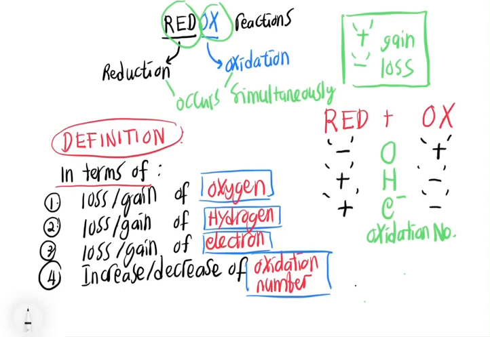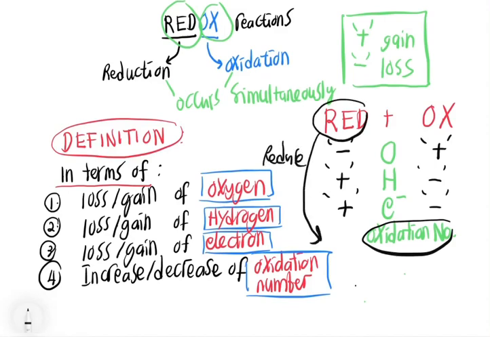Now, in terms of oxidation number, from the word reduction, reduce, so the oxidation number will decrease. So if reduction is a decrease in oxidation number, oxidation will be the exact opposite, which is an increase in oxidation number. Well, it will take some time for you to familiarize yourself with this concept, but I hope the example that I use for each definition in terms of oxygen, hydrogen, and electron will help you to understand this better.